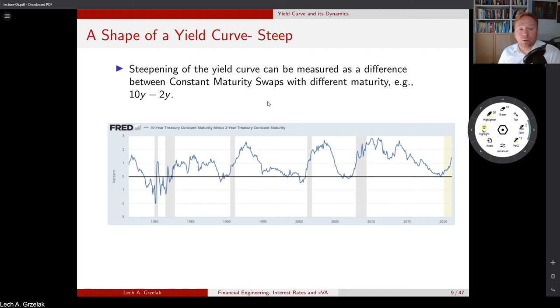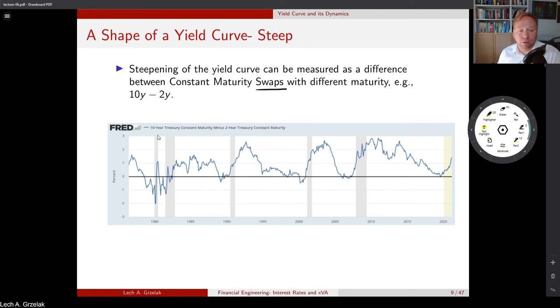This is an example of a steepening of a curve, and that's a case where we look at the constant maturity swap. A constant maturity swap is something that we haven't discussed in this course. It's an extension of a swap that we covered previously. Constant maturity is essentially a contract with a small extension regarding the maturity of the swap, where the investor wishes to fix the duration of a swap. Here we have a combination of 10-year minus 2-year. You can see the difference between the 10-year CMS, the constant maturity swap, and the 2-year, and that tells you about the steepening direction of the curve.